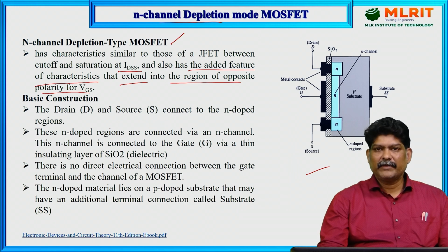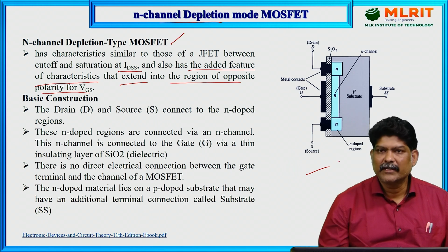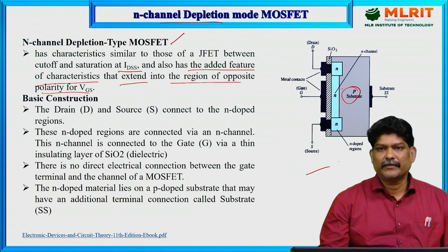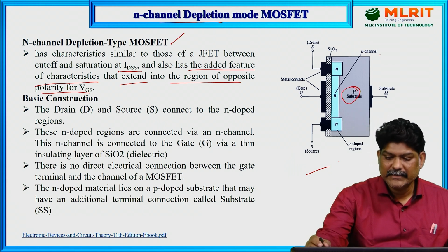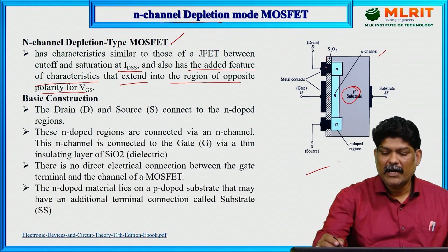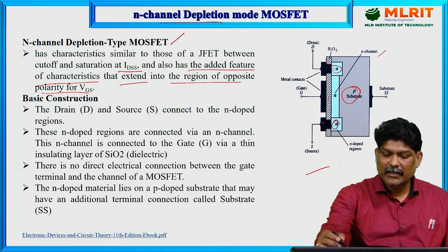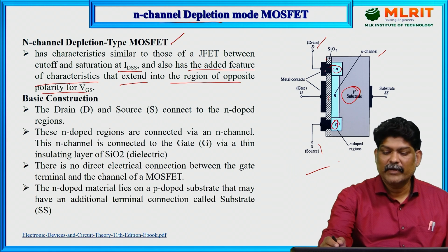You can observe the basic structure of the N-channel depletion mode MOSFET from this figure. In N-channel we have to use a P substrate. Here we have the N-channel developed under the SiO2 layer. Under the SiO2 layer we have N wells. The N wells are under the drain and source terminals, and they are connected metallically.